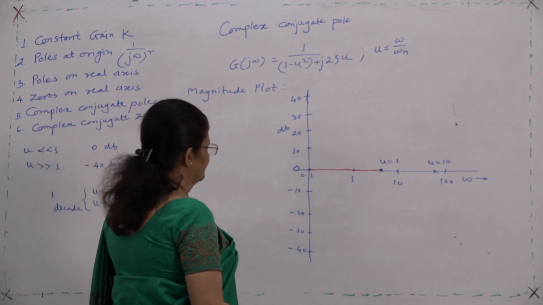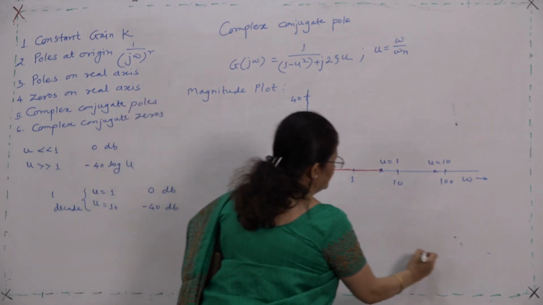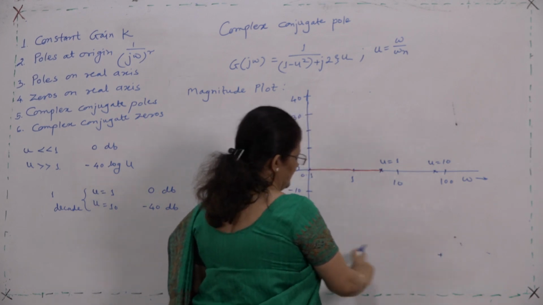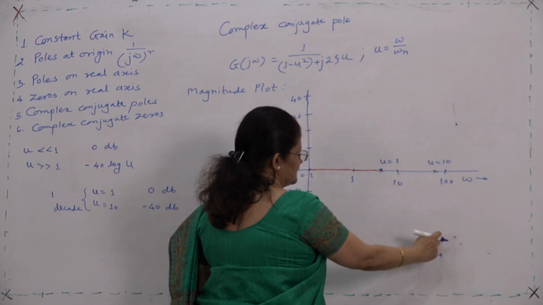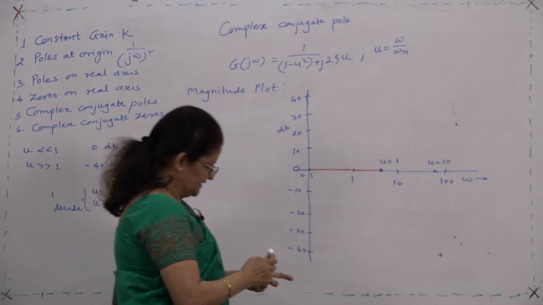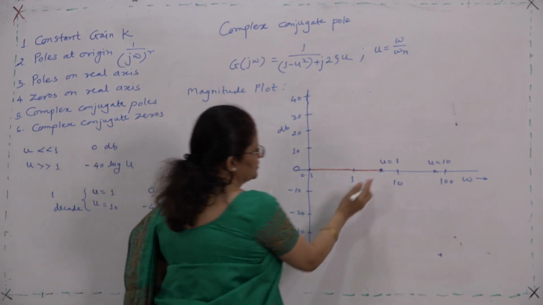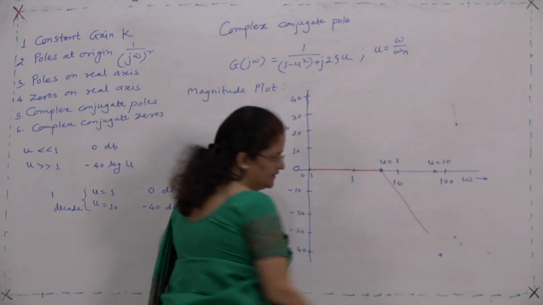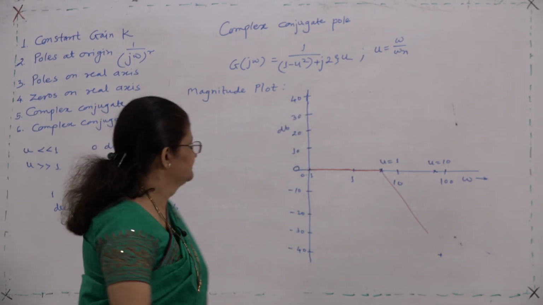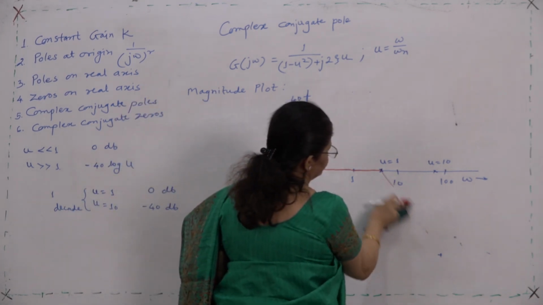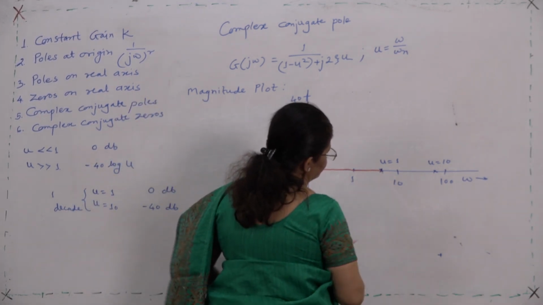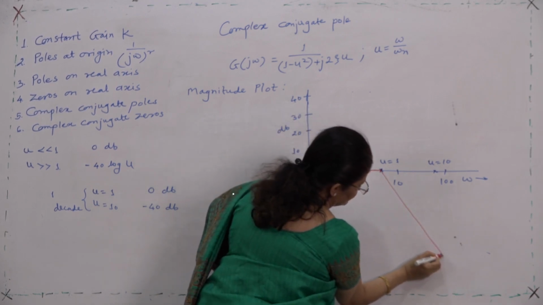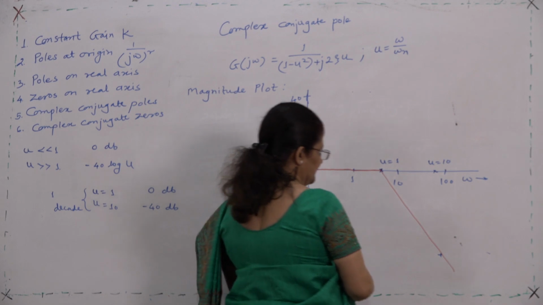At 10, it is minus 40 dB. So, represent that point, minus 40 dB at u is equal to 10, and then connect it by a straight line. So, this point and this point you connect by a straight line.